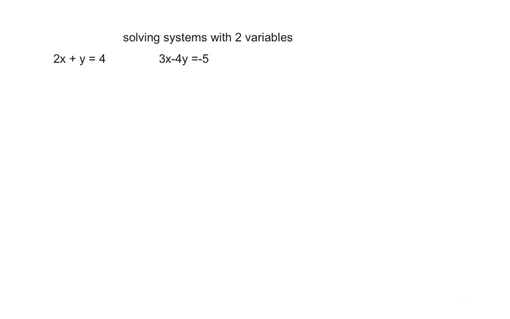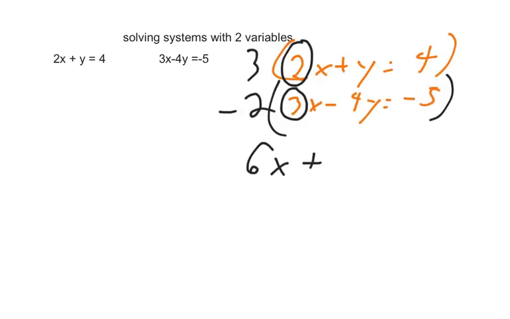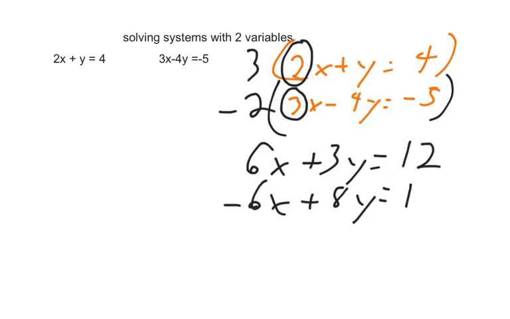We're going to do the same problem with elimination now. So 2x plus y equals 4. 3x minus 4y equals negative 5. Now the way that I always do elimination, just to make sure for people who are not sure what to multiply, I'm going to take this number here, multiply it on top, and take this number here and multiply by the opposite on the bottom. So we wind up with 6x plus 3y equals 12, and negative 6x plus 8y equals 10.